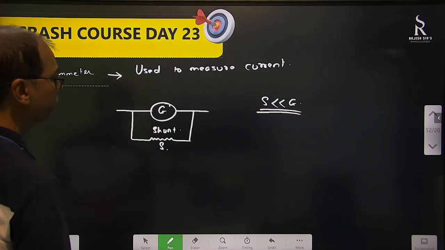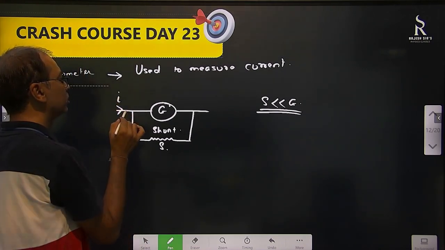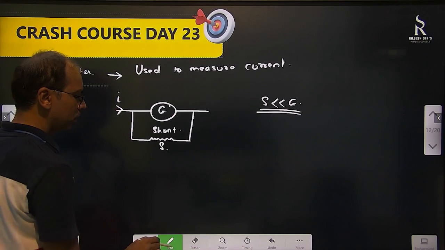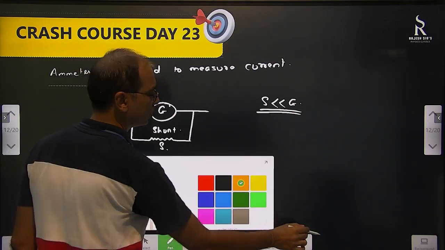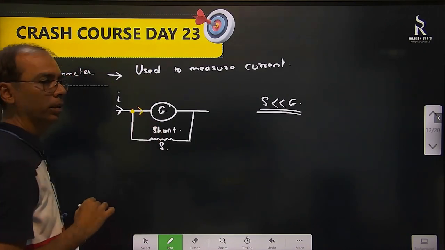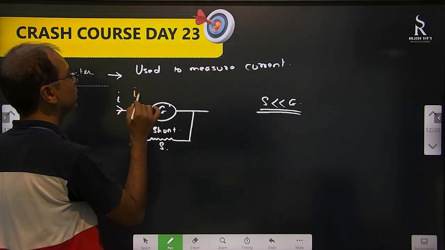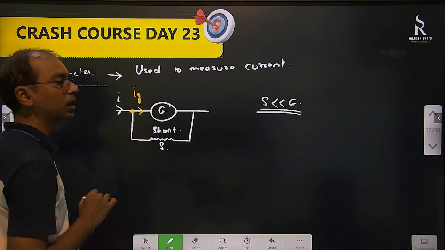So what happens then? When a large value of current comes from here, this is a junction. So what will happen in this junction? Current is going to split. The current which goes into the galvanometer, we say this is the full scale deflection current for the galvanometer. We represent this with Ig.